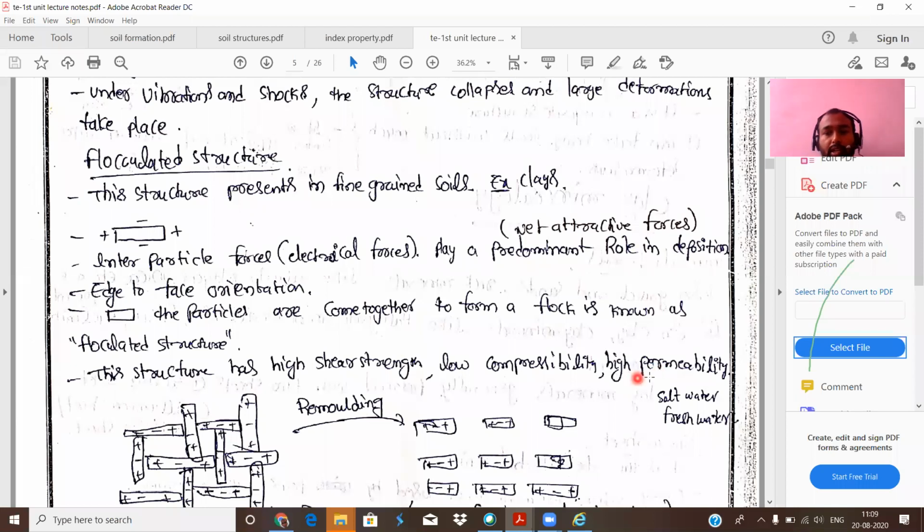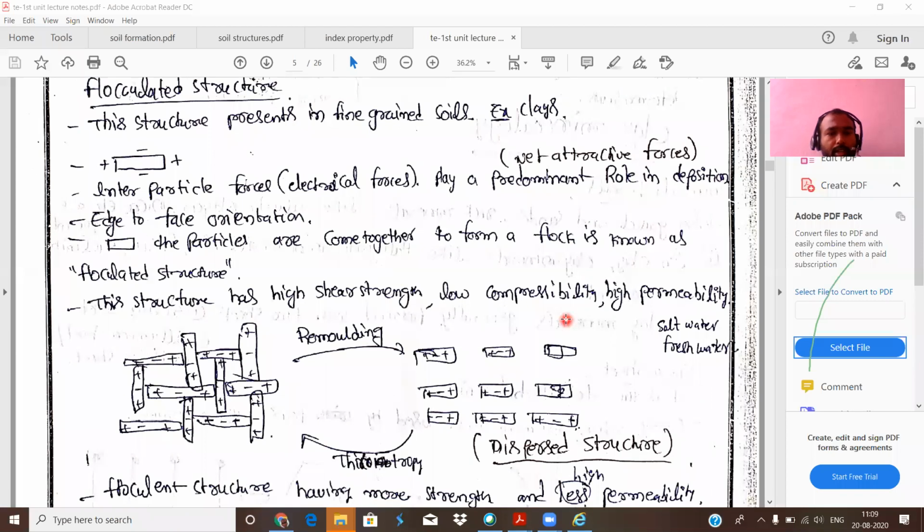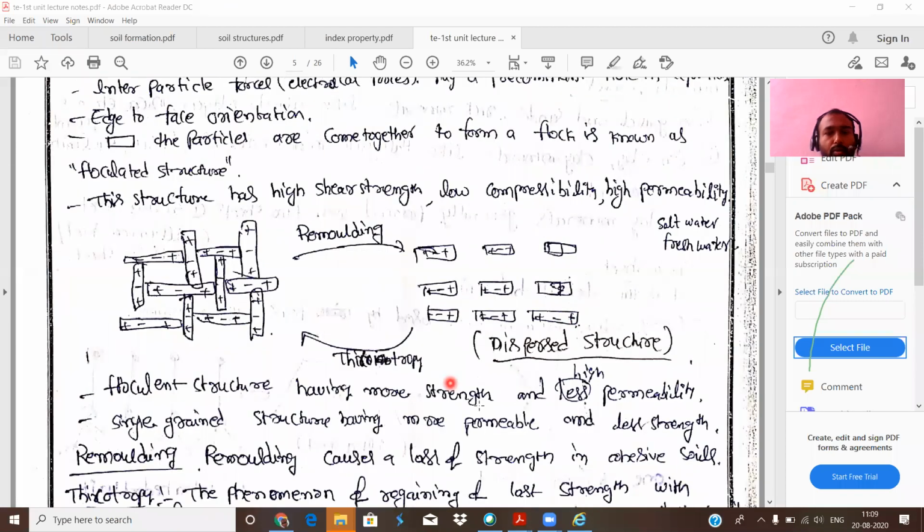So therefore, due to low compressibility and high attractive forces, the water is easily attracted and easily permeable throughout the structure. And the next one: the flocculated structure has more strength and high permeability.